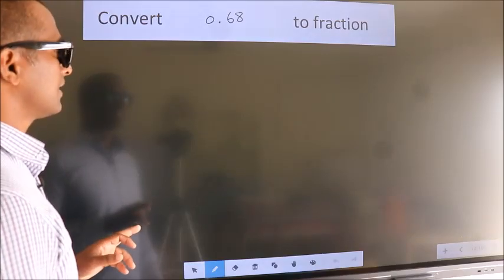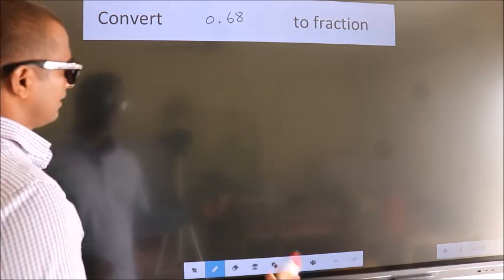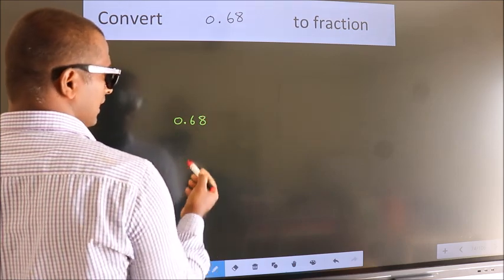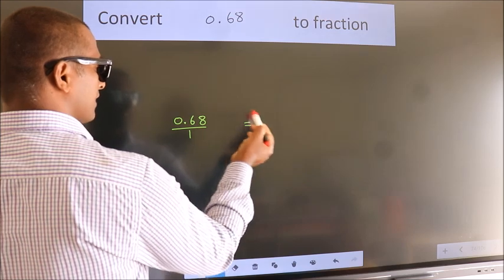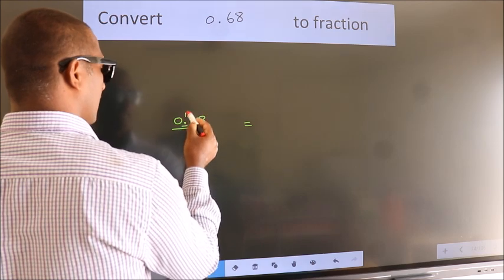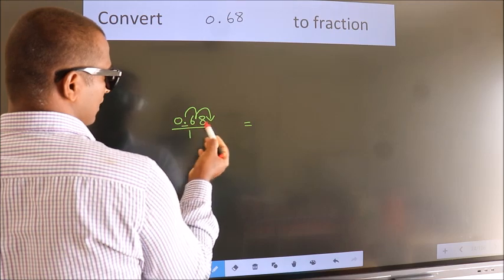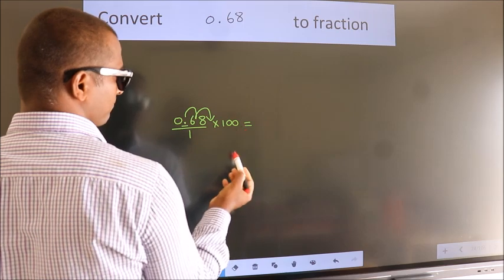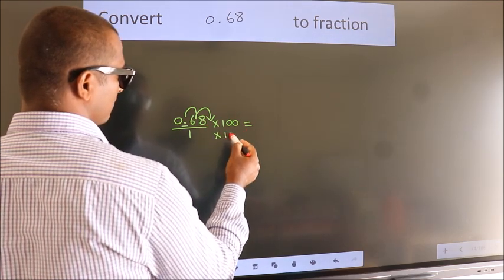Convert 0.68 to a fraction. How do we convert? See, given is 0.68. We now take it as over 1. To convert this to a fraction, we should move the decimal two places after the 1. To move the decimal two places, we should multiply it by 100. Whatever you multiply in the numerator, in the denominator we should also multiply by the same.